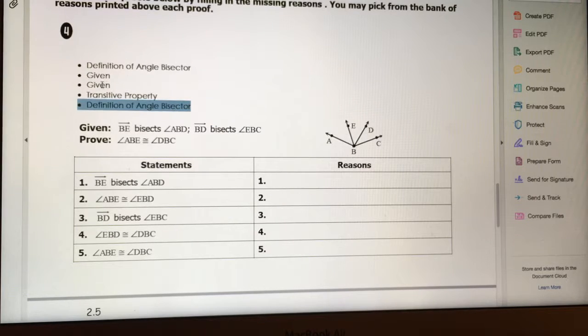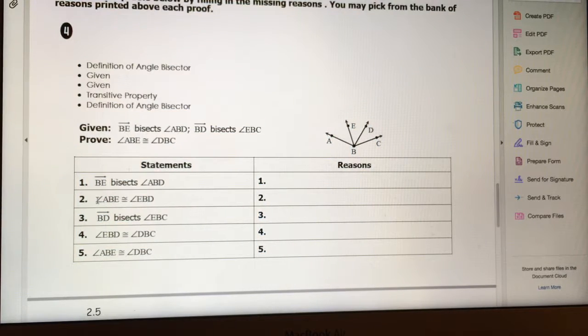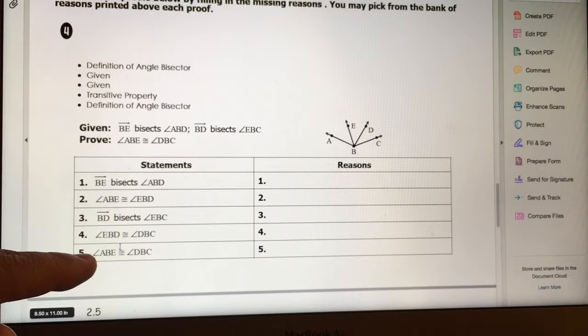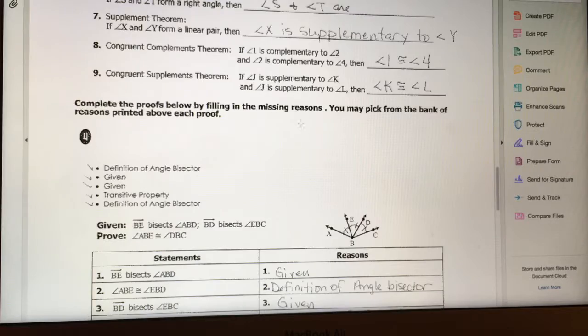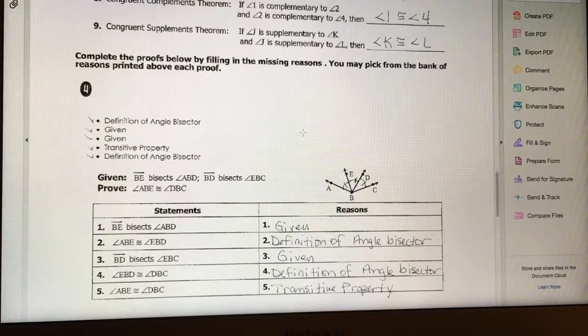So the only one left is transitive property. So we know the last one has to be transitive property, but let's see why it is. Notice if you put 2 and 4 together, you have the first thing is congruent to the second thing, and then that same second thing is congruent to the third thing. So we put those together, jump straight from first to third to say the first is congruent to the third, and that is the transitive property. Angle ABE is congruent to angle DBC, and that is the transitive property right there. So that concludes our video on page 3 of homework 5.